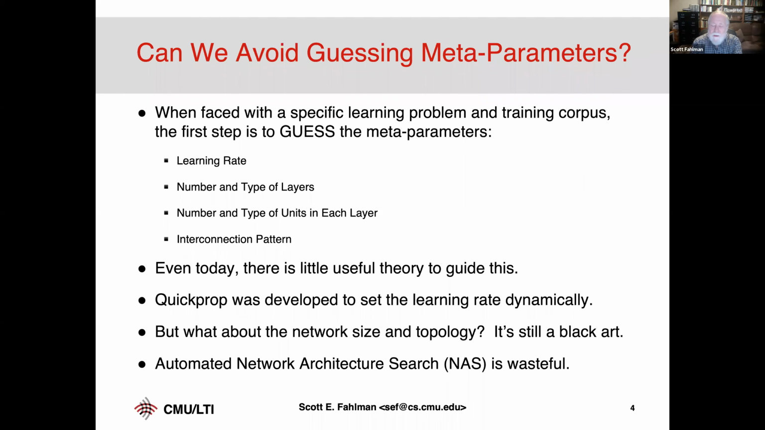So people almost always go with whatever kind of worked last time for a similar problem and then mess around a bit.